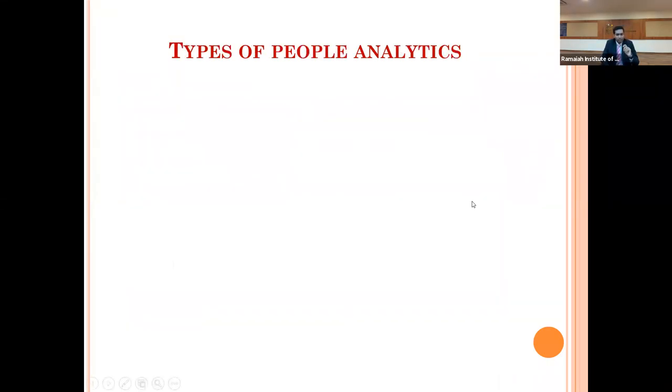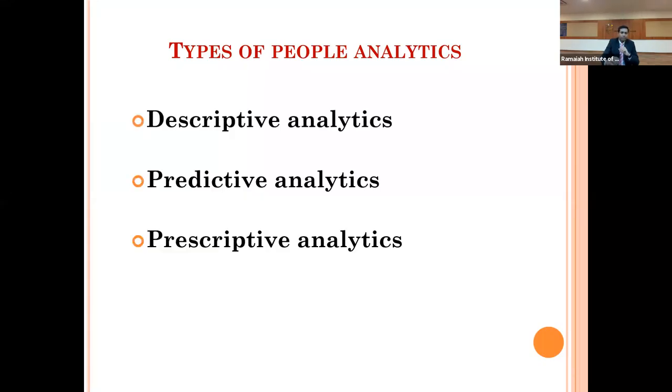So next is all about types of people analytics. Three important analytics, I think most people know very well, so they have an idea about them. One is descriptive analytics. The next is predictive analytics. The last one is prescriptive analytics. So these three analytics are playing a major role in people analytics as well.